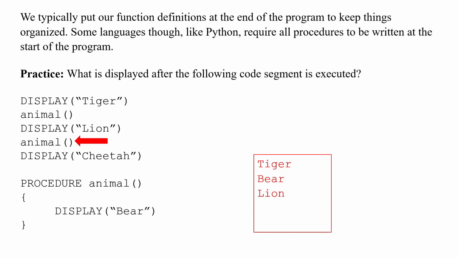Then I run into another procedure call. So I'm going to call on it again, and I'm going to run the code again. So bear gets displayed one more time. I jump back. Cheetah is the last thing to get displayed. Okay. So that's an example of a procedure without parameters. So without parameters, it's just the name and then an open and closed parenthesis.